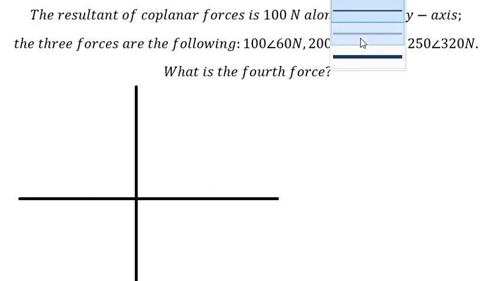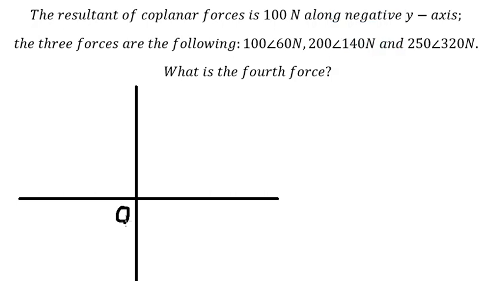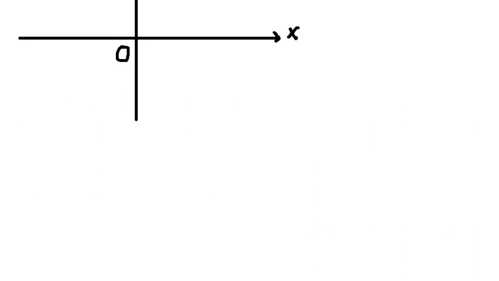So this one is the origin. This one is y. This one is x. In the question, the resultant of the force is about 100 newtons, but this is along the negative y-axis. This is the y-axis, so the negative will go in here. I will use the red color to highlight, and this is about 100 newtons.